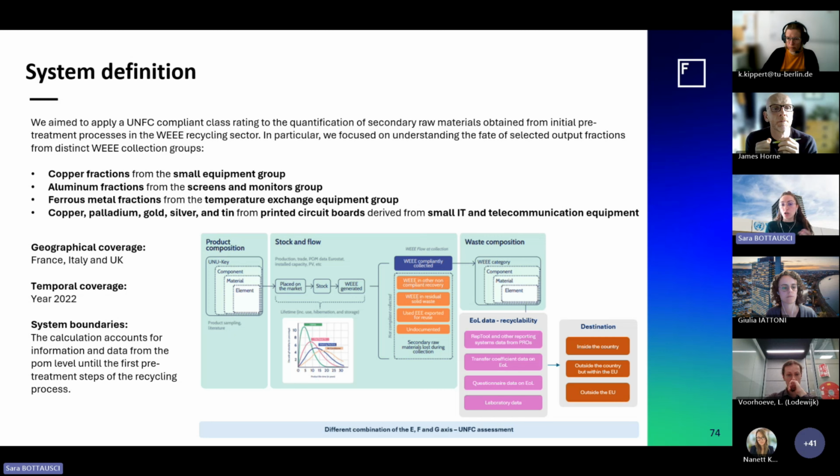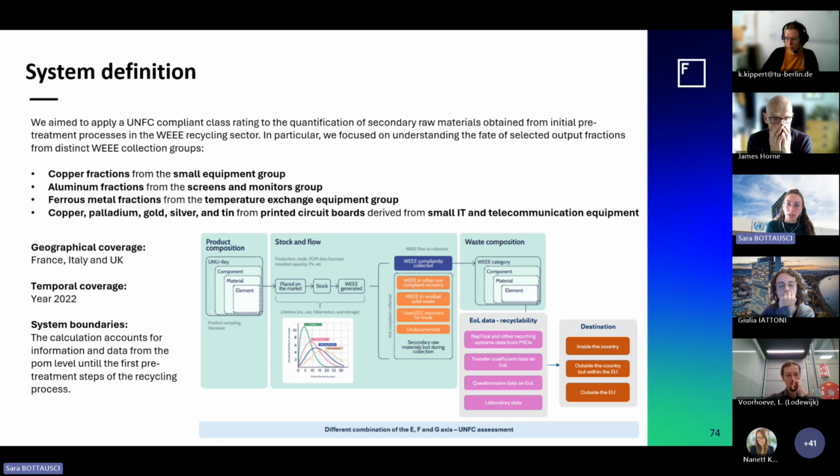The choice of the output fraction and of the e-waste collection group was simply driven by the data availability, but also the data quality across the 3 different countries for the same year, to allow a sort of potential comparison. Moreover, we have also analyzed and received some data on the recovery rate of specific element fractions, such as copper, palladium, gold, silver, and tin, from the treatment of printed circuit boards derived from the collection group small IT and telecommunication equipment.